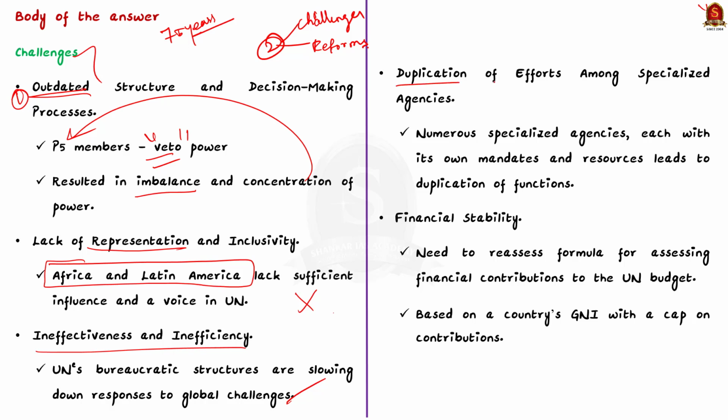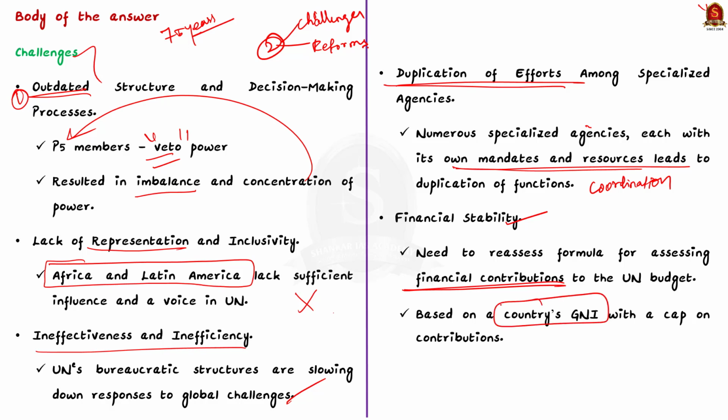Fourthly, duplication of efforts among specialized agencies. The UN has numerous specialized agencies, each with its own mandates and resources. Coordinating the work of these agencies to eliminate duplication and improve collaboration is essential for enhancing effectiveness. Lastly, financial stability. There is a need to reassess the formula for assessing financial contributions to the UN budget. Currently, it is largely based on countries' gross national income with a cap on contributions. Some argue that this system does not fairly distribute the financial burden among the countries, leading to imbalances. Also note that the UN largely depends on funding from the US and other UNSC members. So this financial dependence on big powers will indirectly affect their unbiased actions on global issues.